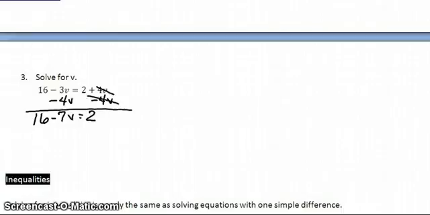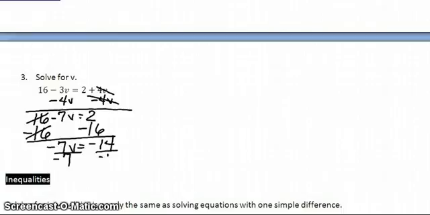cancel. Continuing to isolate v, I am going to subtract 16 from both sides. And what remains on the left, positive 16, negative 16 cancel. I'm left with negative 7v equals negative 14. And lastly, continuing to isolate v, we're going to divide both sides by negative 7, and I'm left with v equals 2.